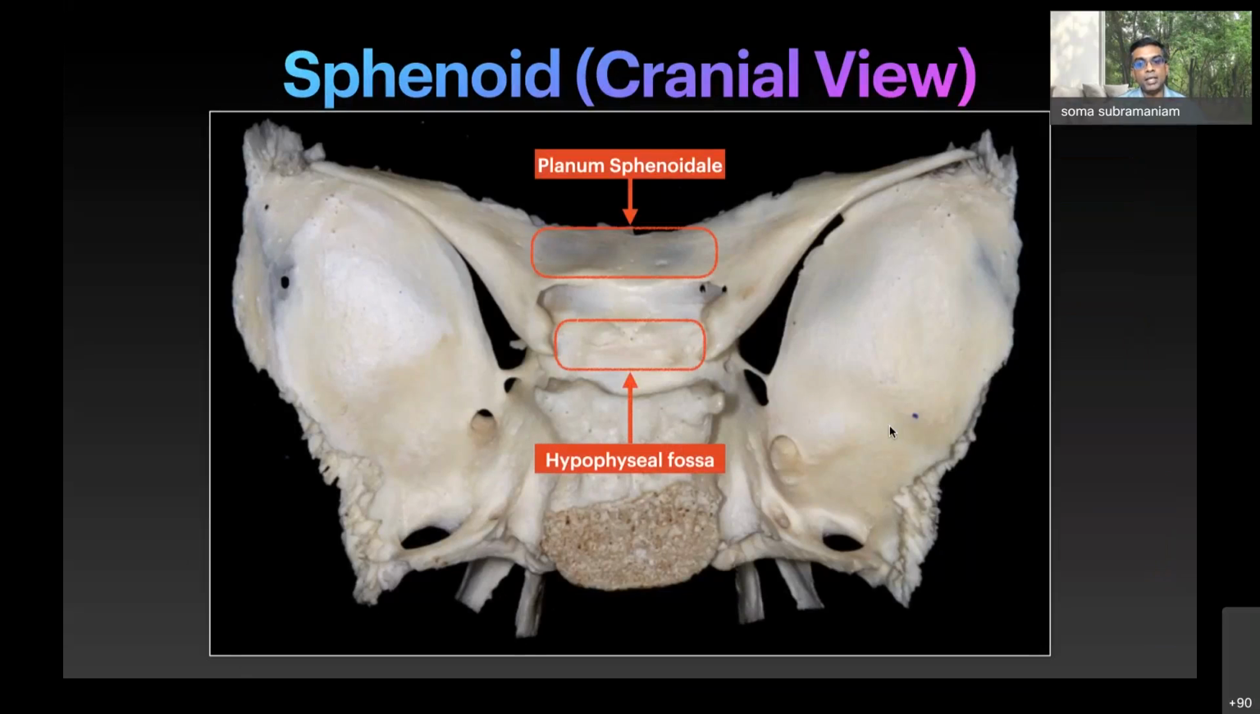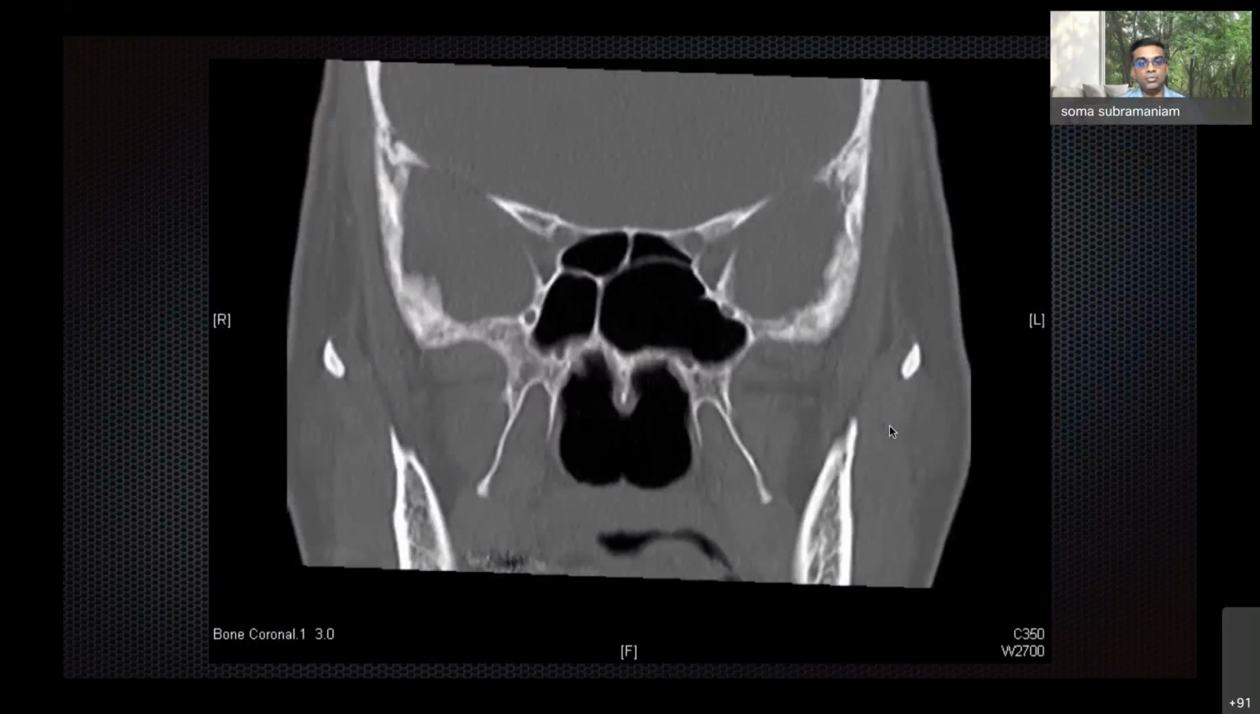And at the back is this hypophyseal fossa, which contains the pituitary gland. And on both sides is the optic canal. In between that is the prechiasmatic sulcus, which holds the optic nerves as they come out. So let's look at a CT scan view of a variation of the sphenoid sinus.